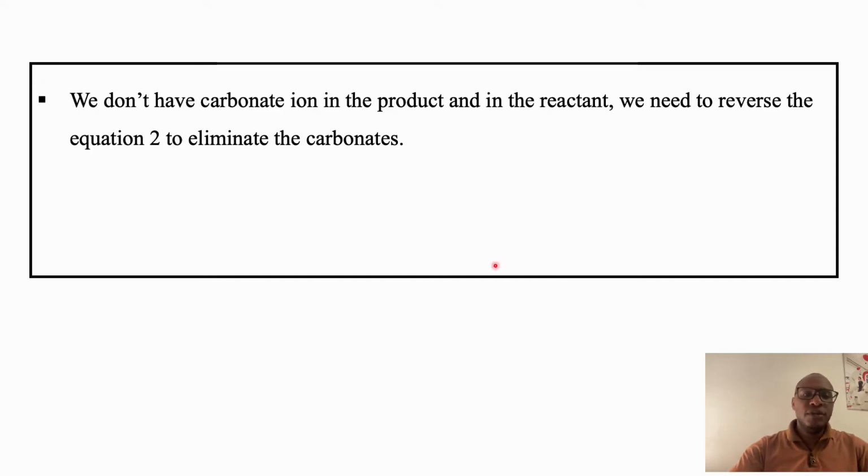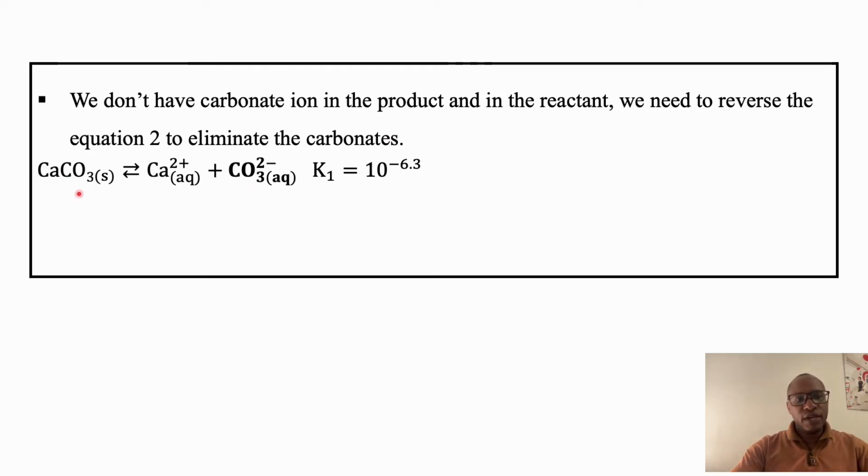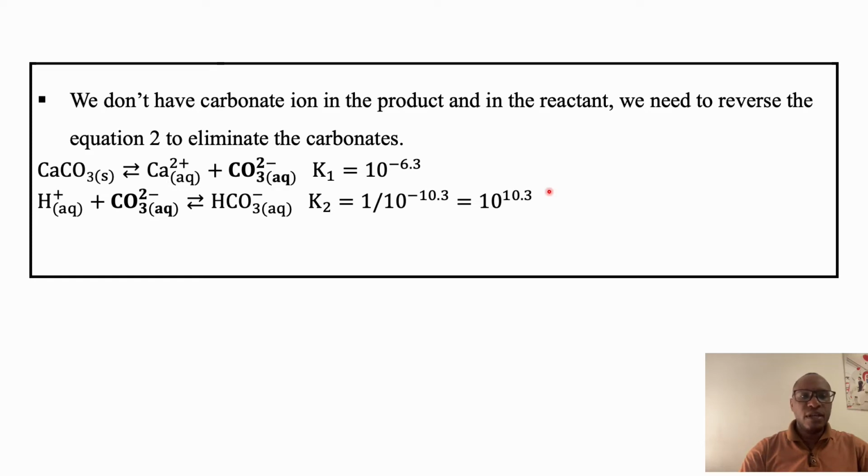So now let's see the answer for our exercise. We don't have a carbonate, like I was telling you, in both the product and the reactant. We need to reverse equation 2 to eliminate the carbonate. If you are now reversing equation 2, you can see here we have the calcium carbonate, which gives calcium, so we have reversed. Then that's equation 1. Then if you are reversing equation 2, we need to reverse the K also. So when you are reversing, that means we need also to invert the equilibrium constant. Then you will get 10 power 10.3.